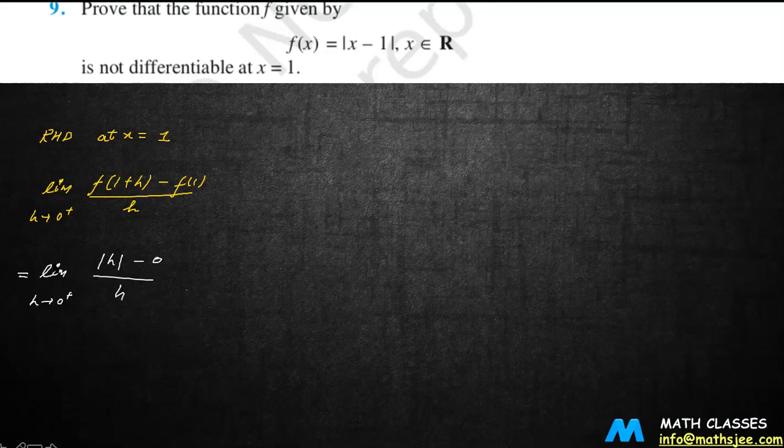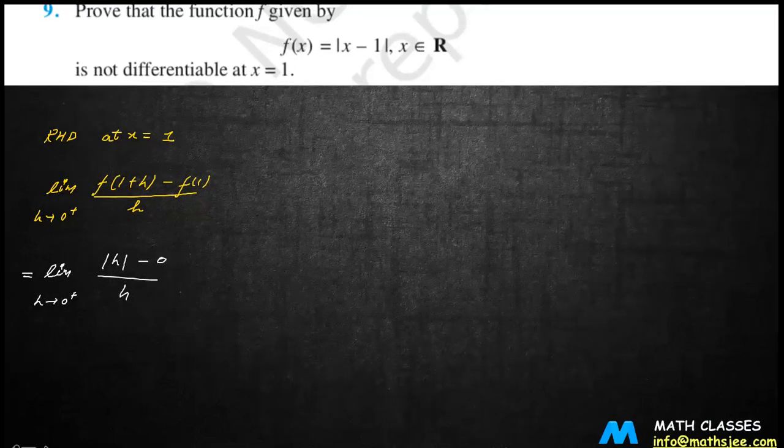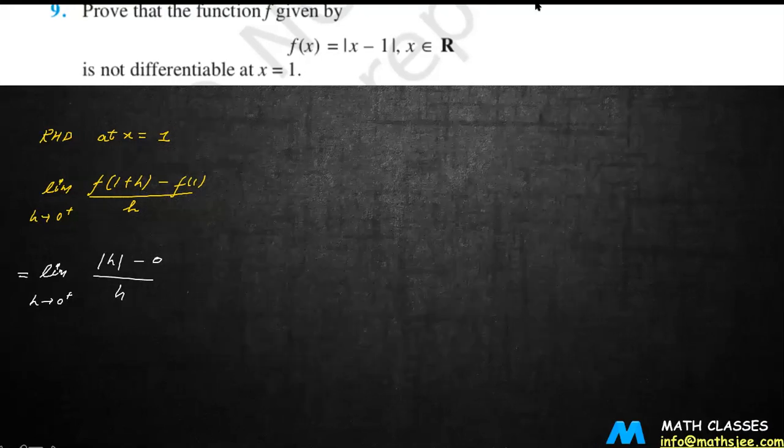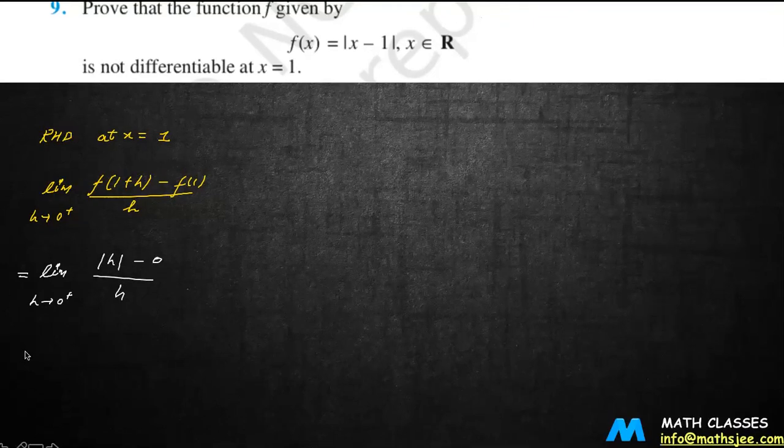Now since h is being approached from the right hand side, because it is h tends to 0 plus, this mod h is also positive, right? Because it is said that h is approaching 0 plus, not 0 minus. So h is positive, and if h is positive, you know that mod h will be nothing but equal to h only. So this is limit h tends to 0 plus h by h. Even before applying the limit, it turns out to be 1. So we have the right hand derivative at x equal to 1 is 1.